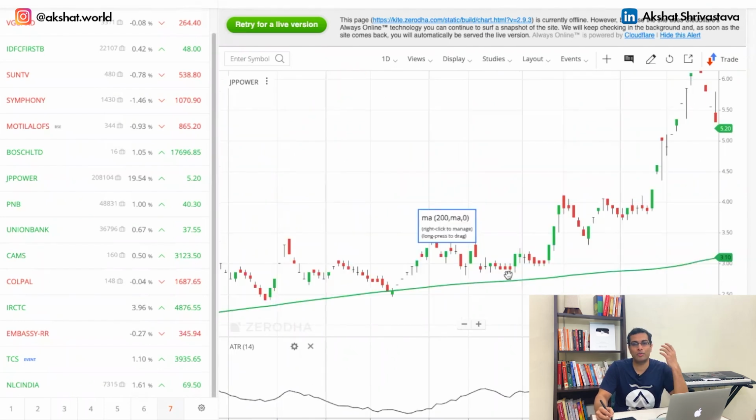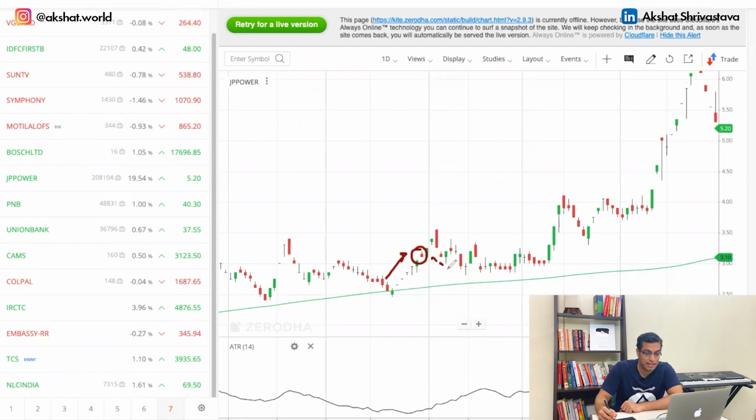Now many of you might have a question: hey Akshat, do these patterns always work? No. Let me show you another example. For example, you are seeing an inverted hammer here, right? On an upswing, so the stock was moving up. Technically, the stock should have gone down. But did it go down? No. In the short term, it still kept on going up. So it's not necessary that these patterns will work.